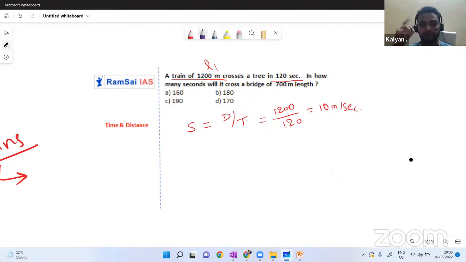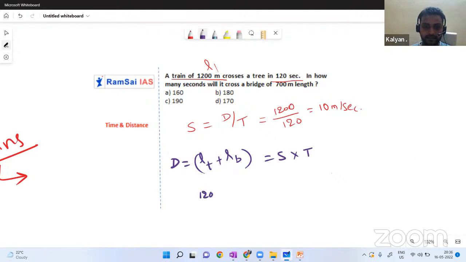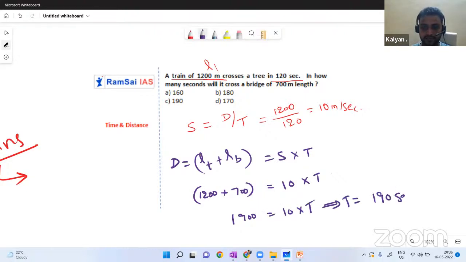When a train is crossing a bridge, the distance should be both the length of the train plus the length of the bridge, right? So this is equal to speed into time. Now the length of the train is 1200 meters plus the length of the bridge is 700 meters, and its speed is 10 meters per second. How much time will it take to cross it? How many seconds? So 1200 plus 700 is 1900, equals 10 into t. So time is equal to 190 seconds.